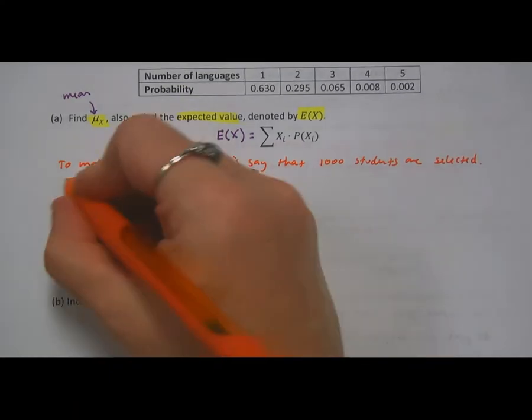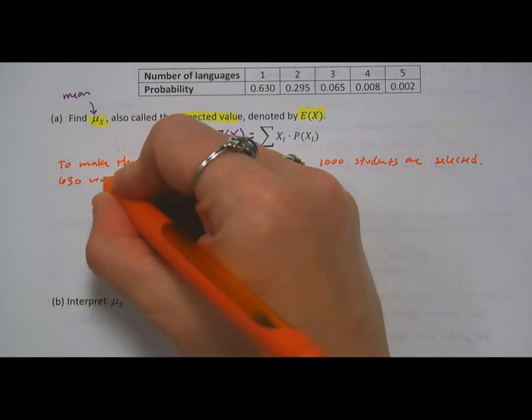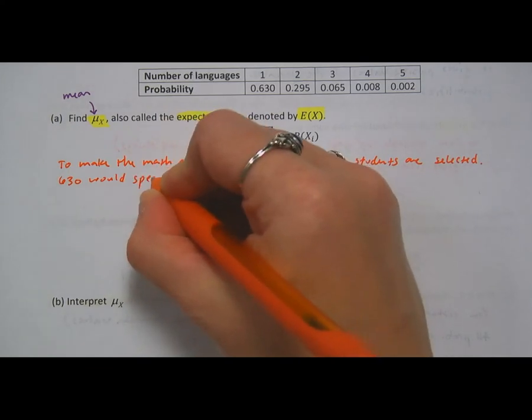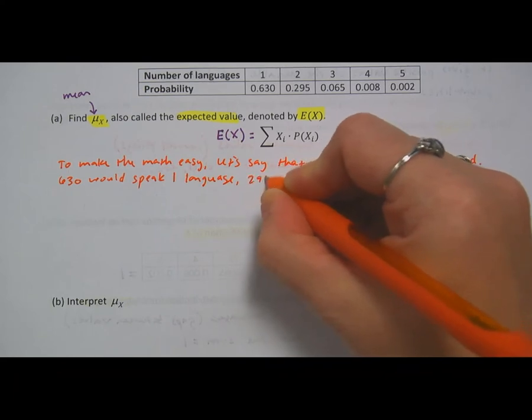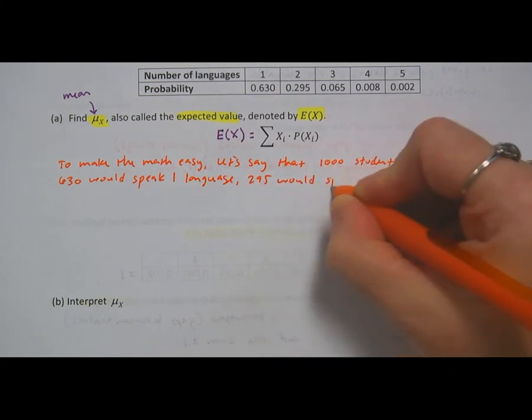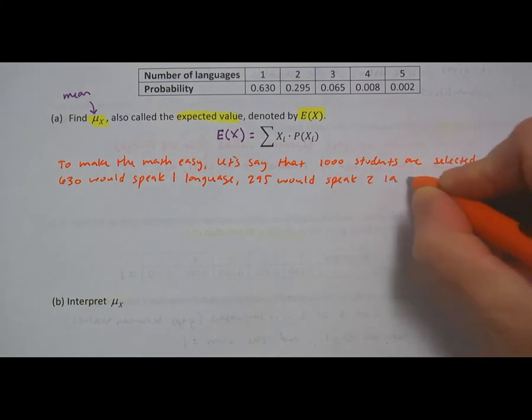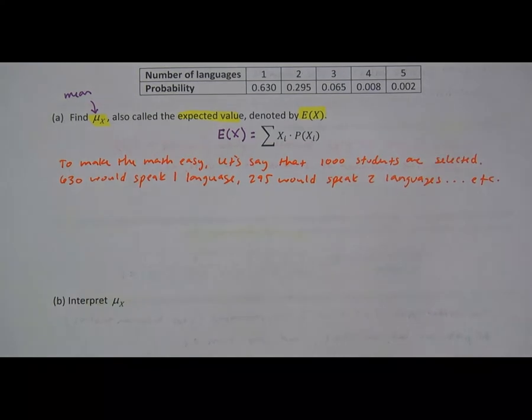What that would mean is that 630 would speak one language. Don't worry, we're not going to write all of it. 295 would speak 2 languages, and then just put dot, dot, dot, etc. So I chose 1,000 because the decimals go out to thousandths. Now I'm trying to find the average number of languages that are spoken out of these 1,000 students.